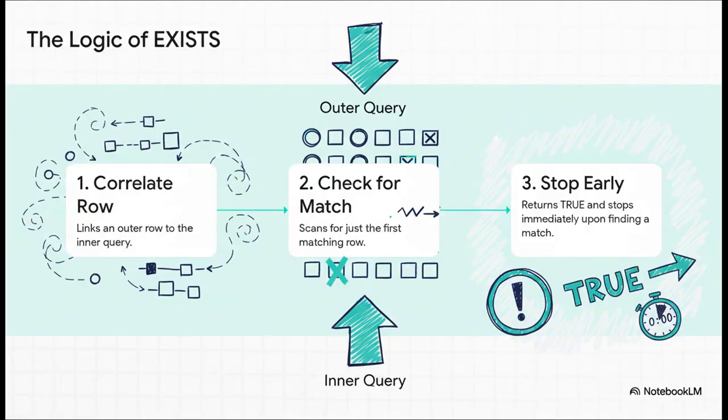The moment it finds that first match, it just stops. It returns true and moves on to the next row in the outer query. It doesn't waste time scanning the rest of the inner table. That whole short-circuiting logic is incredibly efficient, especially when you're dealing with large tables.